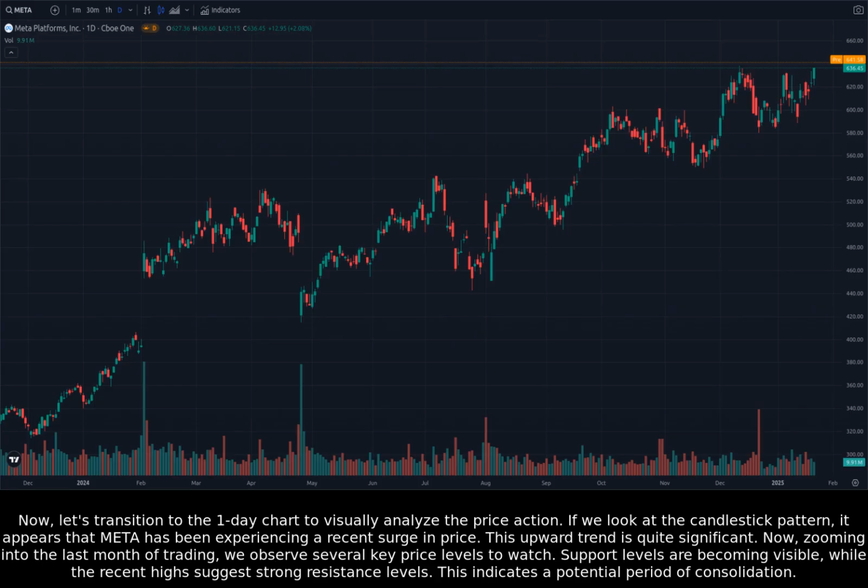Now, zooming into the last month of trading, we observe several key price levels to watch. Support levels are becoming visible, while the recent highs suggest strong resistance levels. This indicates a potential period of consolidation.